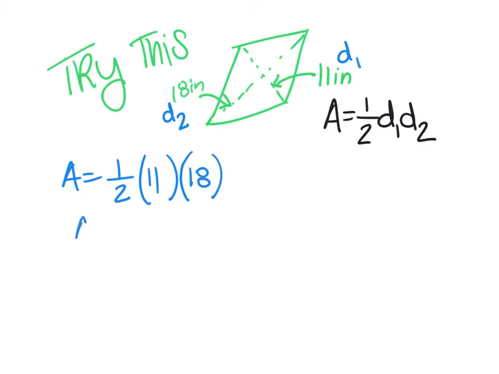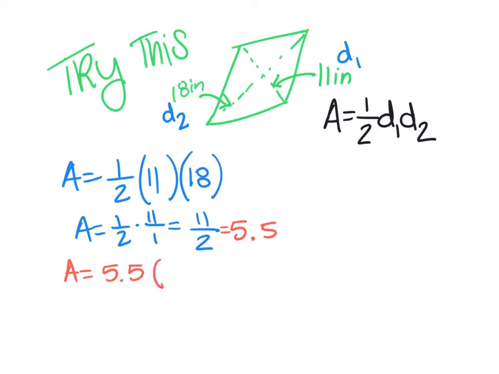Then I'm going to take area equals 1/2 times 11 first, and I'm going to put 11 over 1, and that's just taking care of my first multiplication problem. I'm left with 11 over 2, which when I divide that out, I don't get a whole number. Instead, I get a decimal, which is totally fine because we're used to working with decimals, and that gives me 5.5. So now I'm left with area equals 5.5 times 18. And when I multiply out my 5.5 times 18, I get 99. So my area equals 99.